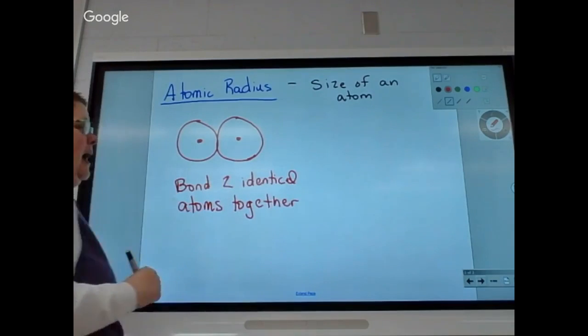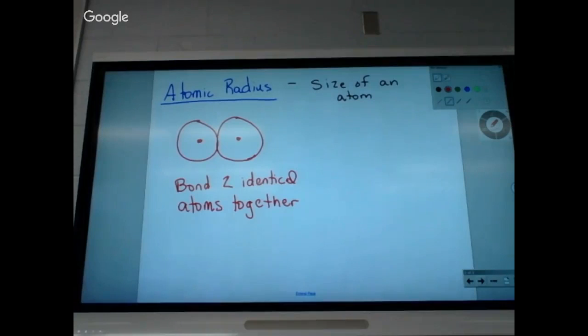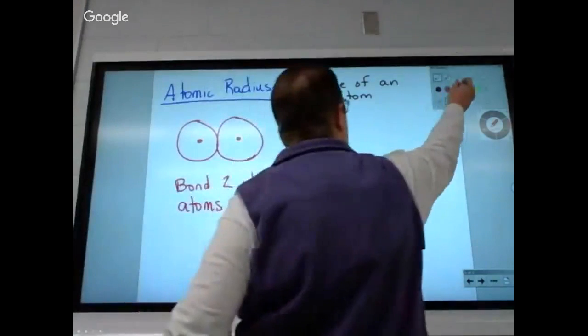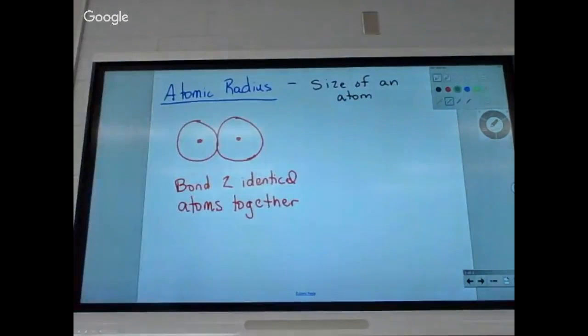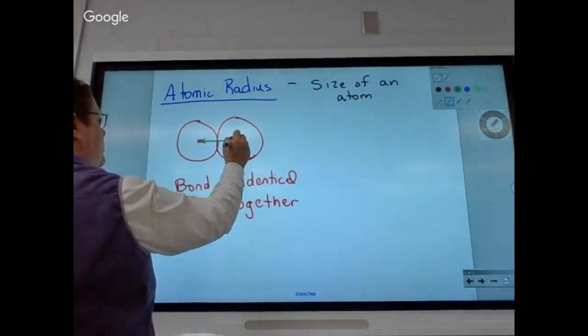All right, they bond two identical atoms together. Now, when they bond two identical atoms together, how do they find the radius? What do they measure? From one what to one what? Yeah, they measure from one nucleus to the other nucleus.